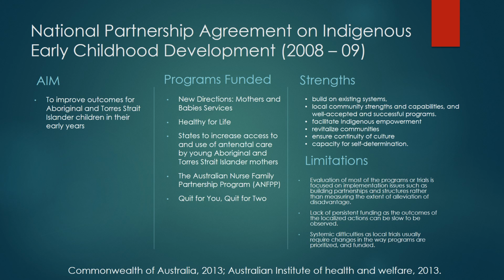Strengths include that the programs build on existing systems to improve community strengths by using culturally appropriate and successful strategies. The programs ensure continuity of culture to improve resilience and determination of the community. However, the evaluation is focused on implementation issues such as establishment of structures rather than alleviation of social disadvantage. Lack of persistent funding is another limitation due to slowness of outcomes to be realized. Systemic issues are also a problem, as local trials usually require changes in the ways programs are funded and prioritized.